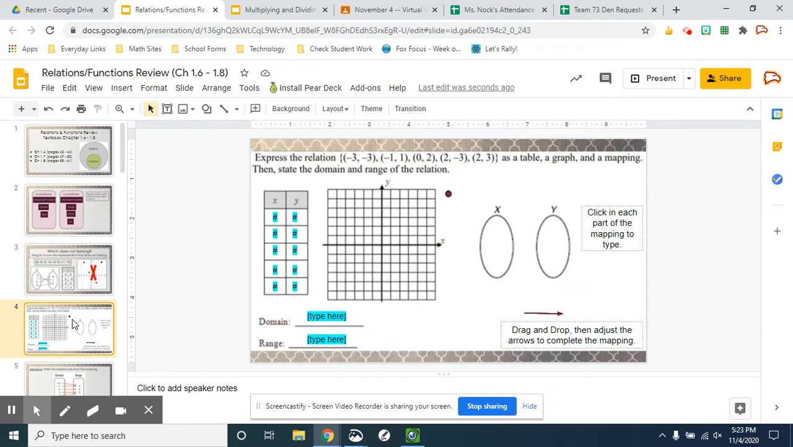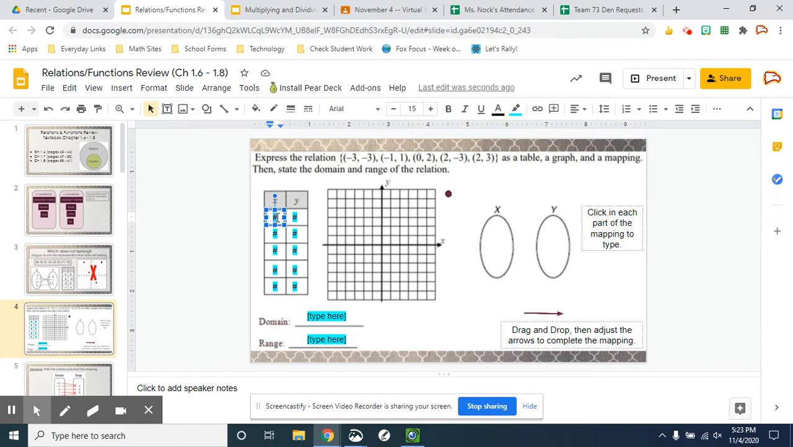All right, so they gave us a relation. We need to express it as a table, graph, and a mapping, and then state the domain and the range. So the easiest one to start with is putting it into the table. So we have to keep them paired up together in the table. The table is just a way of organizing ordered pairs. It does not matter if they're increasing or decreasing in a table.